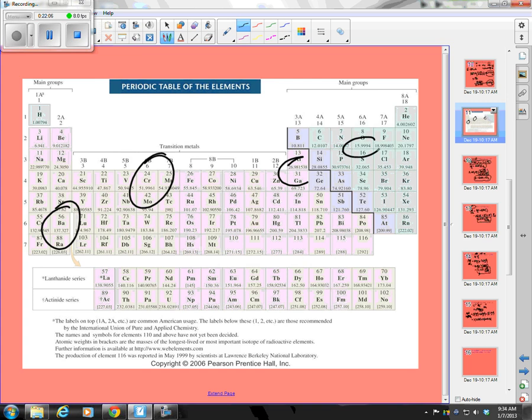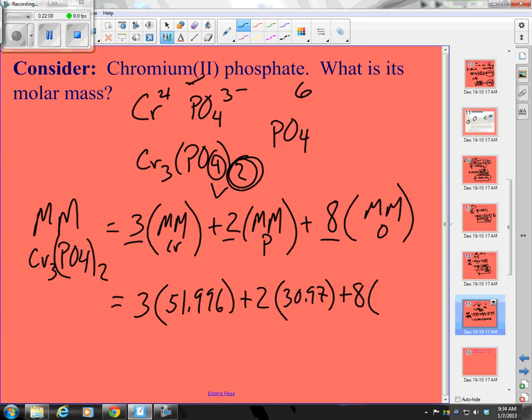15.999. You know what I use instead of 15.999? I use 16.00. I round that, and that's in what? Grams per mole. Good. So here we go. And I'm going to be limited to what? Hundredths in my units. So I take 3 times 51.996 plus 2 times 30.97 plus 8 times 16. And I get 345.928. But I can only be significant here to my hundredths. So 345.93 grams per mole.